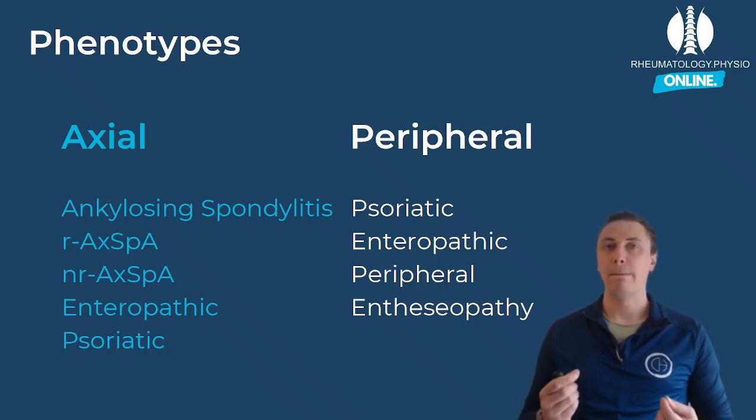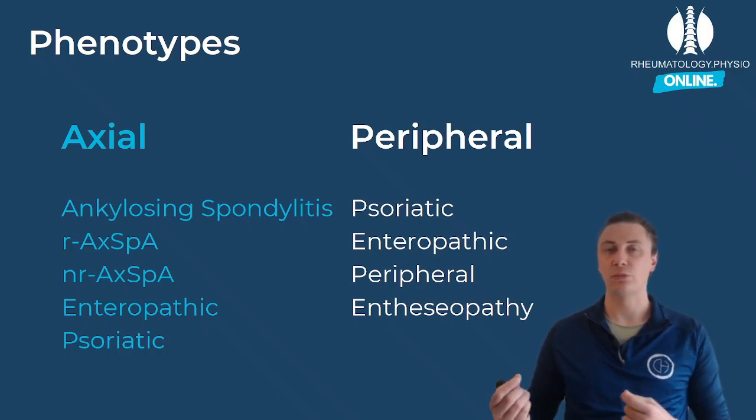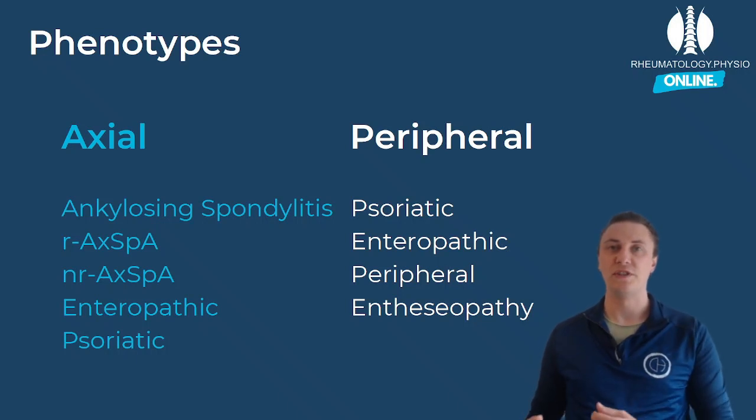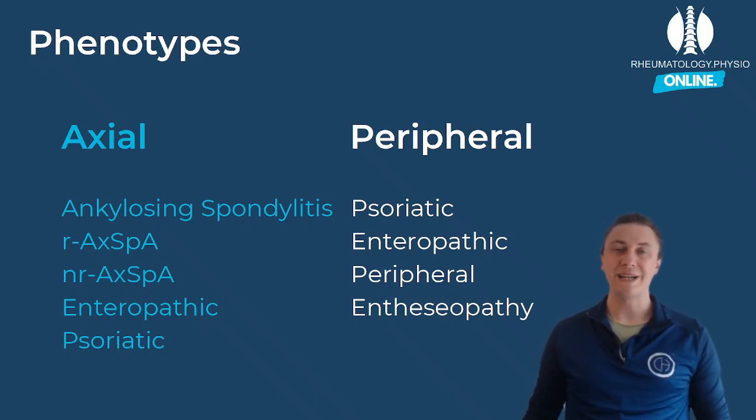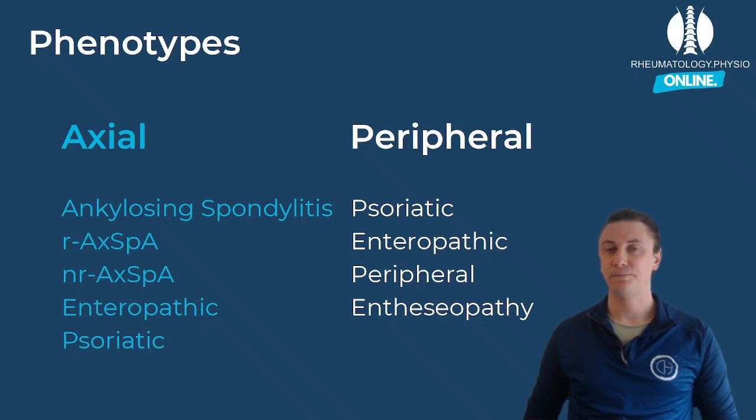So just remember these heading terms, axial and peripheral, these are the predominance of the symptoms. So we're talking about predominantly peripheral symptoms, and of course they may well have some axial symptoms as well. Most of the rest of these patients are going to be made up by enteropathic related spondyloarthritis. So these are going to be related to inflammatory bowel disease, things like Crohn's disease and ulcerative colitis.